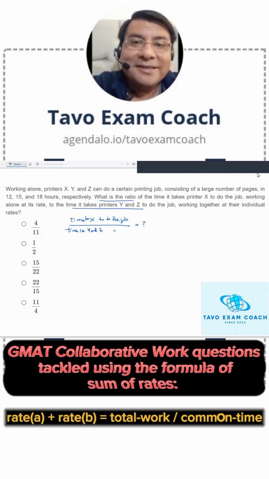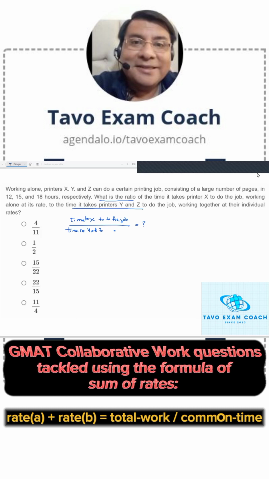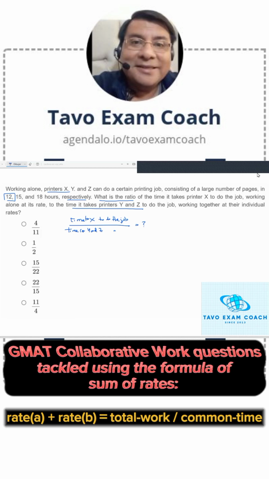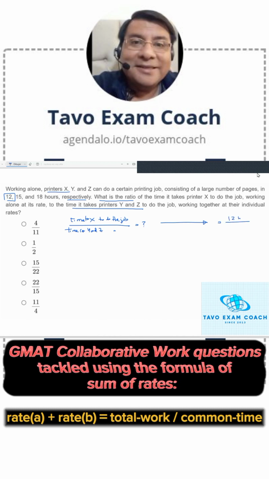So let's go for it. What's the first part? The time for X to do the job. But according to the initial statement, we know that it takes 12 hours to do the job because of what it says here, respectively. So the first time given here is the time for printer X to complete this printing job. So this part we already have. This ratio will be the division of 12 hours divided by the second time, the time for Y and Z to do the job together.